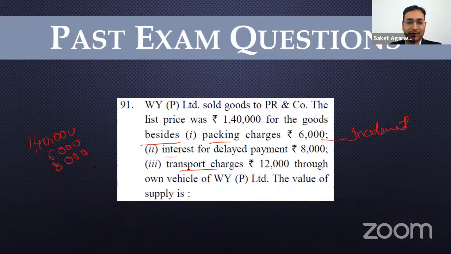Transportation charges, 12,000. Through own vehicle, be it through own vehicle, hired vehicle, whatever it may be, that is there only to confuse you. Transportation charges is also an incidental expense, or you may say it is something done by the seller before the supply or at the time of supply. So this also has to be added. All of the amounts mentioned here, they all had to be added. Now let's see what is the total for this.